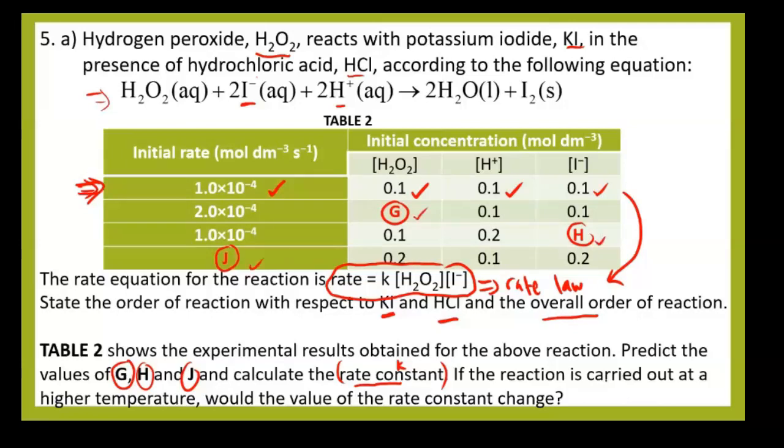Then we continue: if the reaction is carried out at a higher temperature, how will the value of the rate constant change? In this last question, they ask you about the temperature. When the temperature changes, what happens to the rate constant? This one we relate to the Arrhenius equation. Remember, the Arrhenius equation relates the rate constant and temperature.